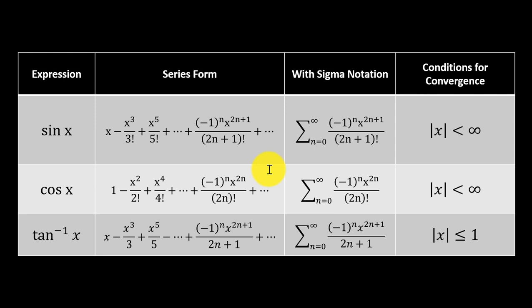And the last really common one is inverse tangent. So this one is very similar to sine of x. I think that's how you can kind of remember it, except instead of having the factorials, you've just got x minus x cubed over 3 plus x to the 5th over 5, so on and so forth.